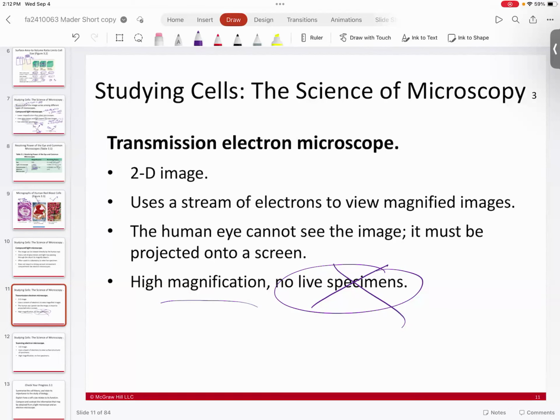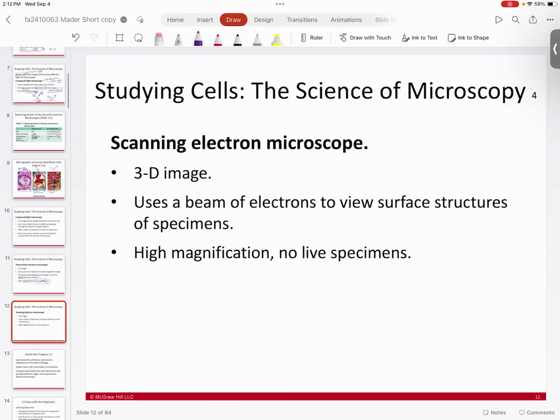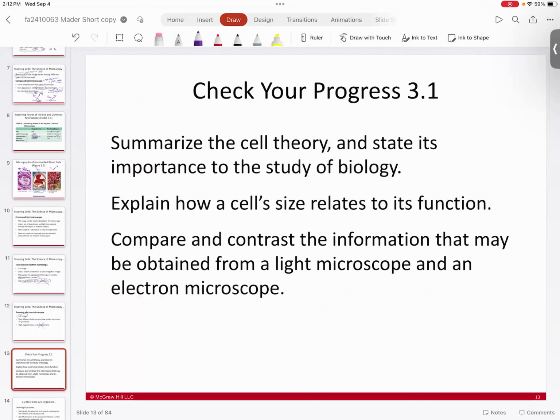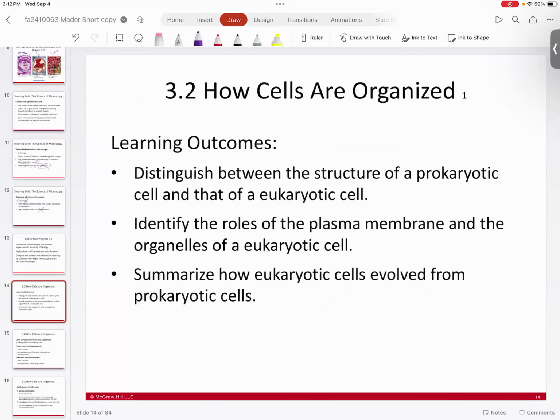So this basically will be projected onto a computer screen, and then we typically will analyze the image. Scanning is your 3D image. And so this is basically bouncing off of the structure. And so again, no live specimens, but you can get really nice structural information. So when we saw those red blood cells, those are all dead. Those are all dead red blood cells. They're not living. Okay.